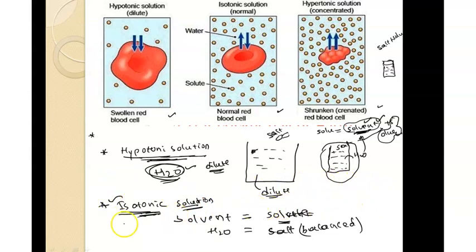And one more thing, the third one I have taken here, hypertonic solution. Here solute will become high, so solvent will be very less here. Hypertonic. So I'll give an example. Hypertonic solution. So here what happens, solute is more than solvent.